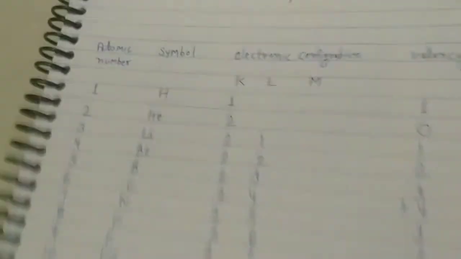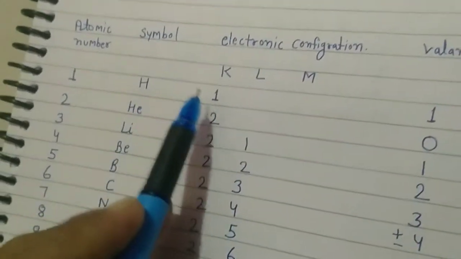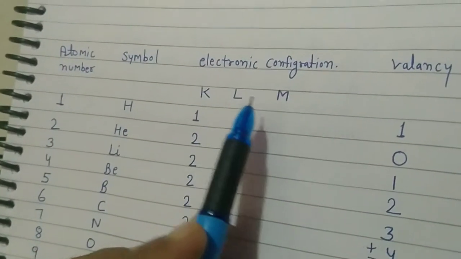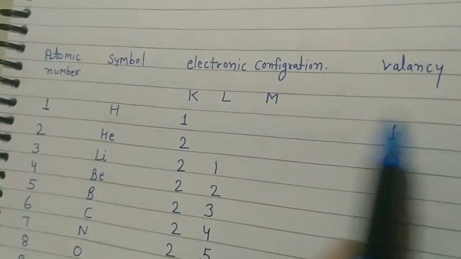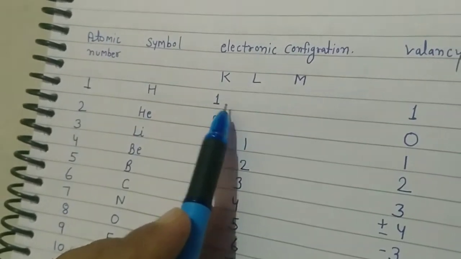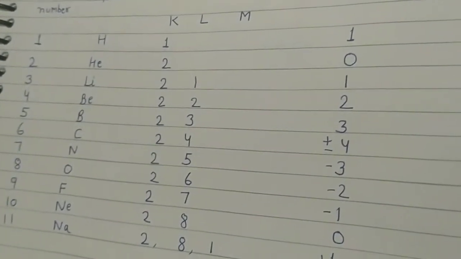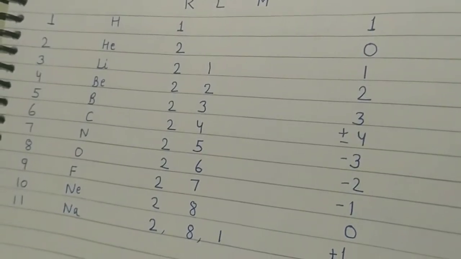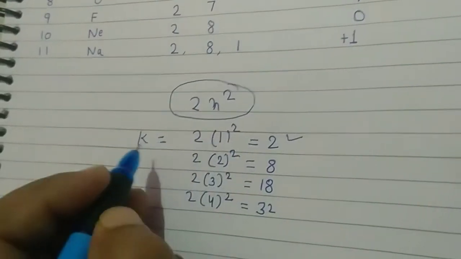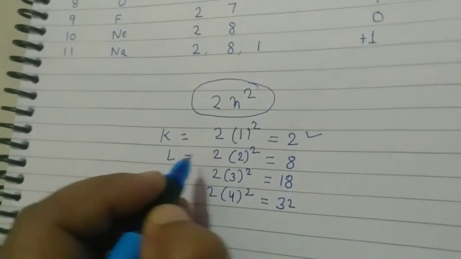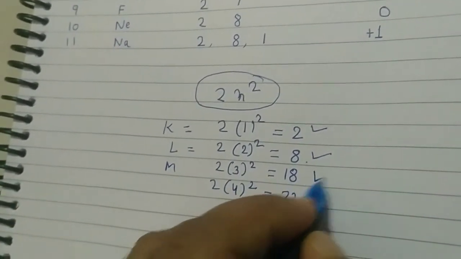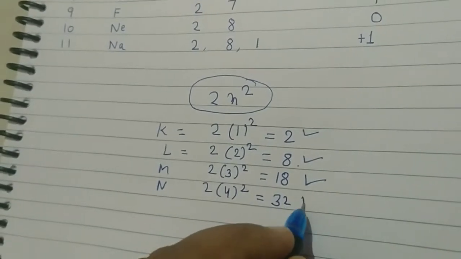Here, for the electronic configuration, the first shell is K, the second is L, the third is M, then N, O, P. In the K shell we can fill a maximum of 2 electrons. In the L shell, a maximum of 8 electrons. In the M shell, a maximum of 18 electrons, and in the N shell, a maximum of 32 electrons.